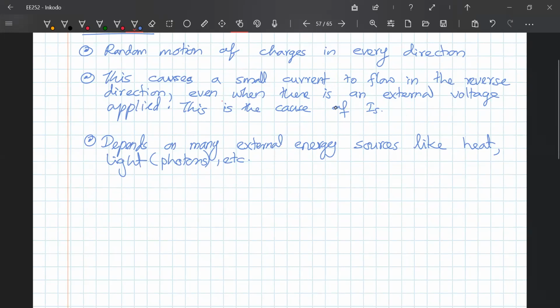If you cool it down, you'll have less energy. So depending on the amount of energy, how much diffusion current is applied will depend, right? Remember, the IS is the reverse saturation current. It depends on the temperature, okay, and other factors also.